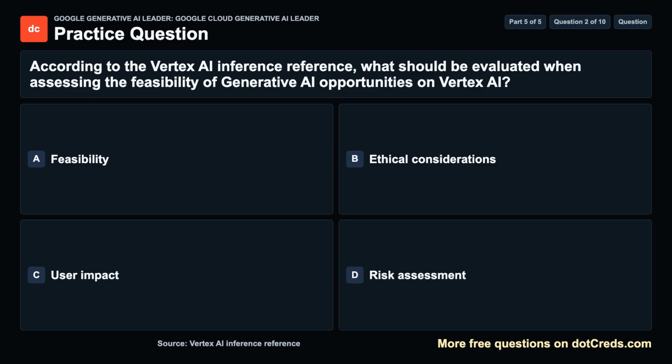Question 2. According to the Vertex AI Inference Reference, what should be evaluated when assessing the feasibility of generative AI opportunities on Vertex AI? A. Feasibility. B. Ethical considerations. C. User impact. D. Risk assessment. Take a moment, then we will review the answer.